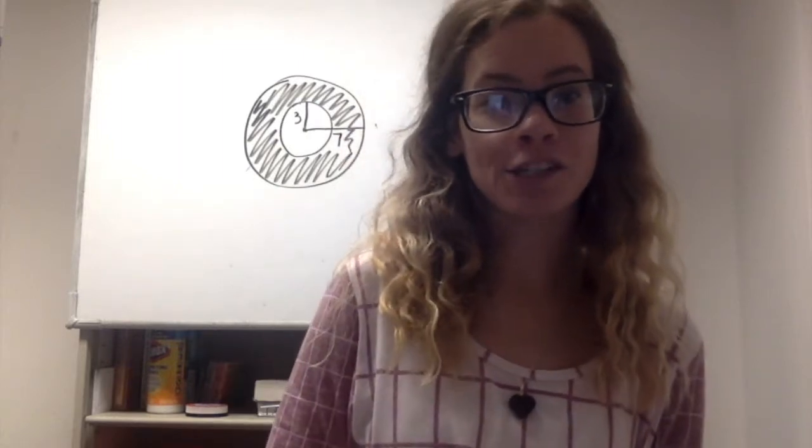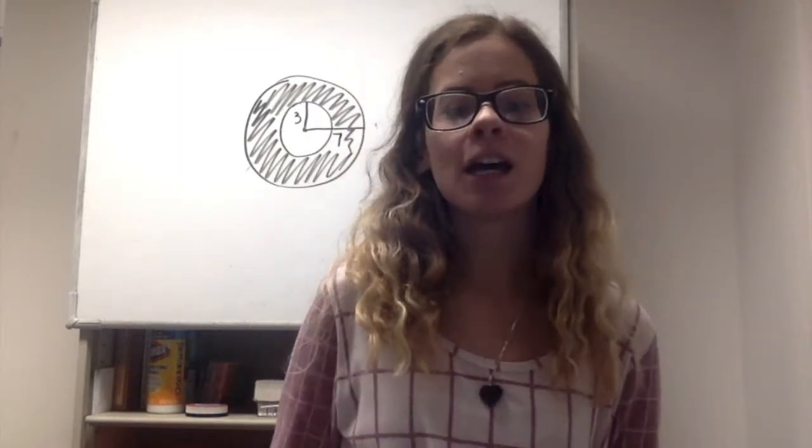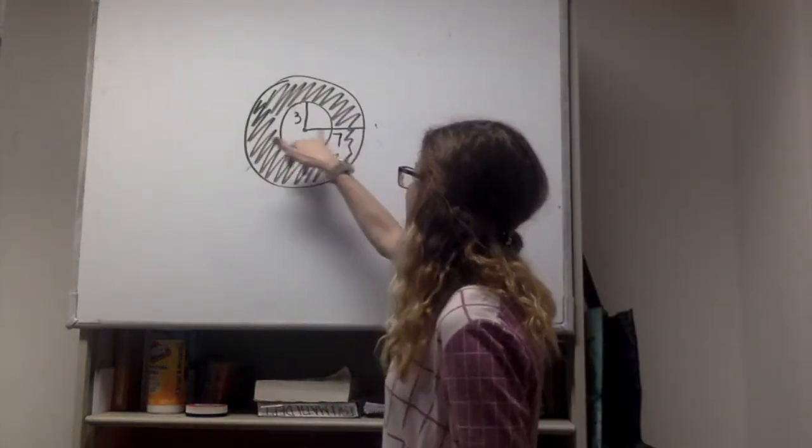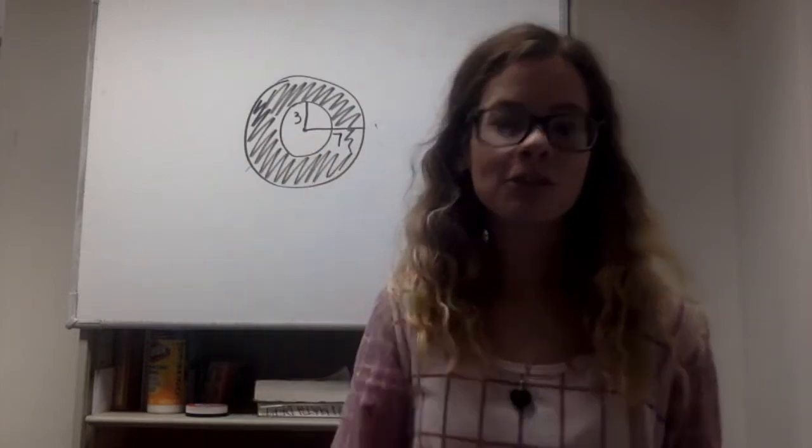Hi class, so after grading today's quiz on geometric probability, I realized that we need some clarification on how to find the probability. So I rewrote the problem that we were given in our quiz today. So we have a circle, and it has a radius of 7, and then we have a circle inside the circle that has a radius of 3.